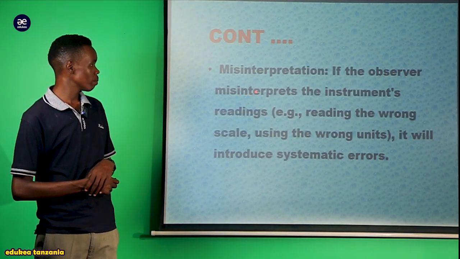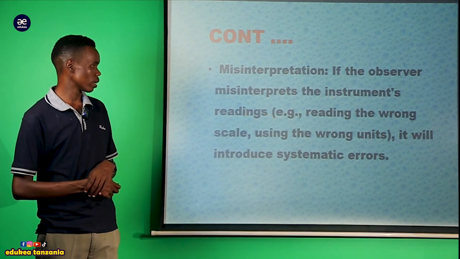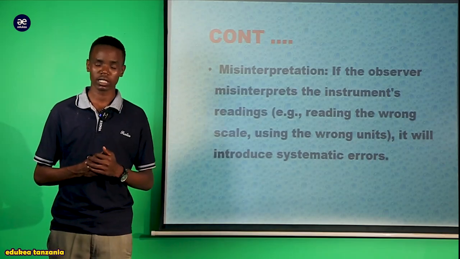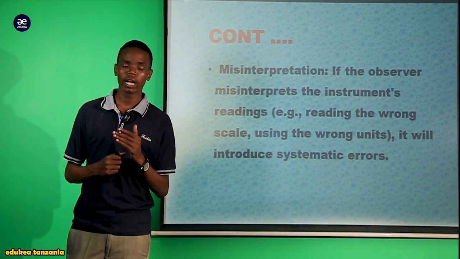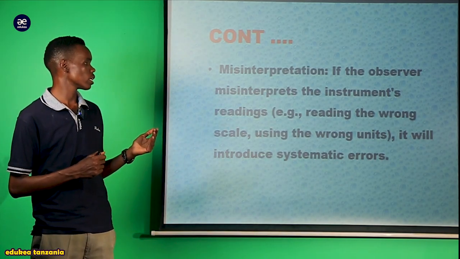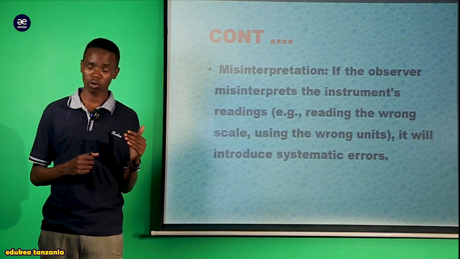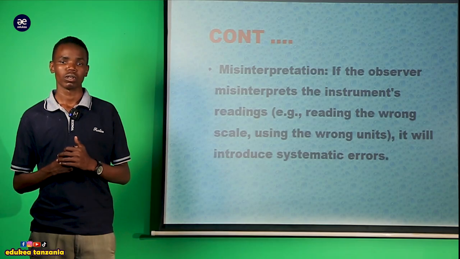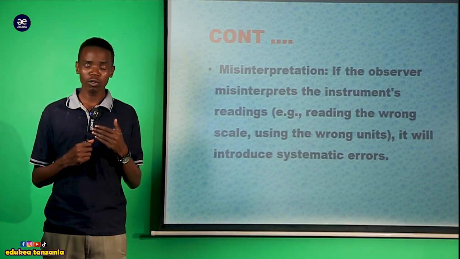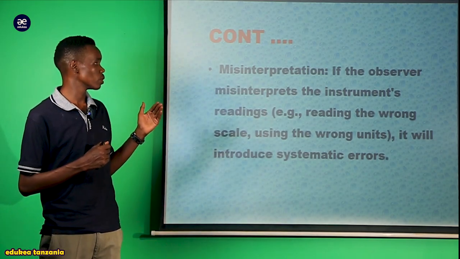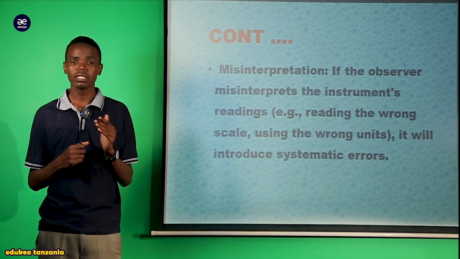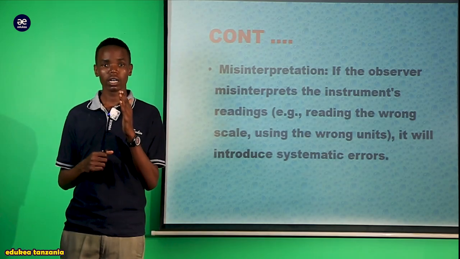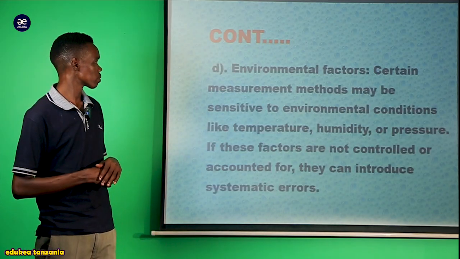If the observer misinterprets the instrument readings, for example reading the long scales using the wrong unit, it will introduce systematic errors. Here we can look at the reading of the instrument, the reading of the data or the values. When you are unable to interpret the values, it means you will get the wrong values that cause the occurrence of the systematic errors.